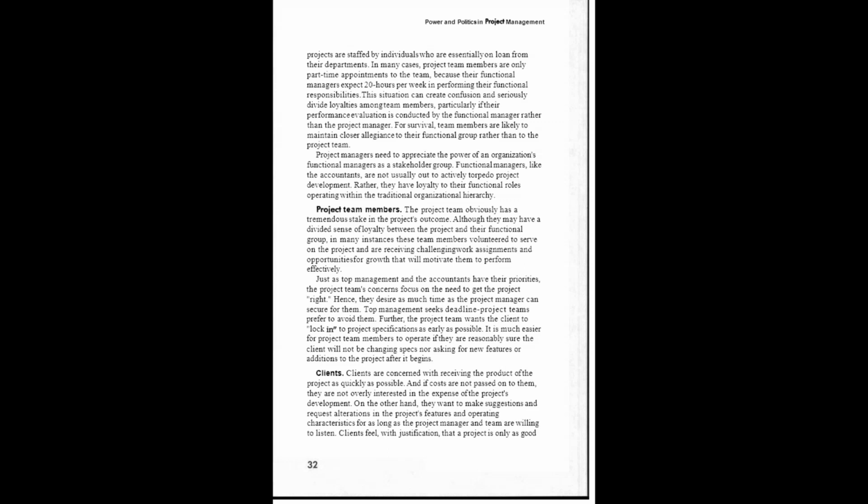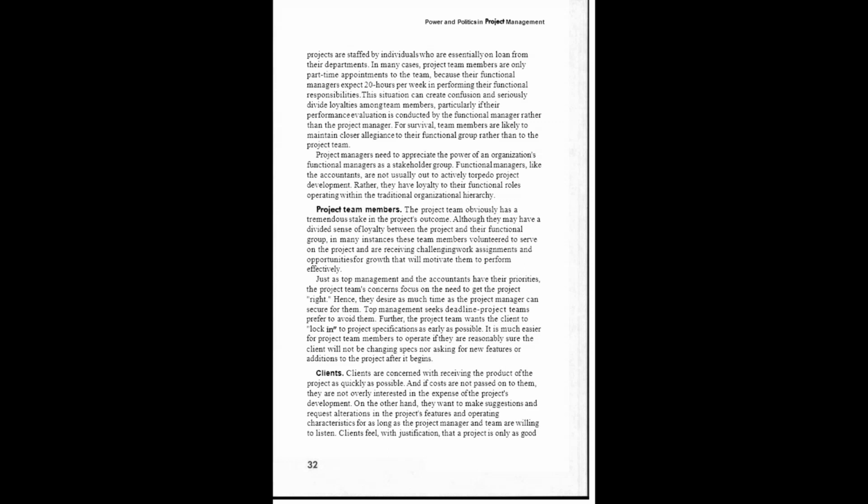Just as top management and the accountants have their priorities, the project team's concerns focus on the need to get the project right. Hence, they desire as much time as a project manager can secure for them. Top management seeks deadlines. Project teams prefer to avoid them. Further, the project team wants the client to lock in to project specifications as early as possible. It is much easier for project team members to operate if they are reasonably sure the client will not be changing specs nor asking for new features or additions to the project after it begins.